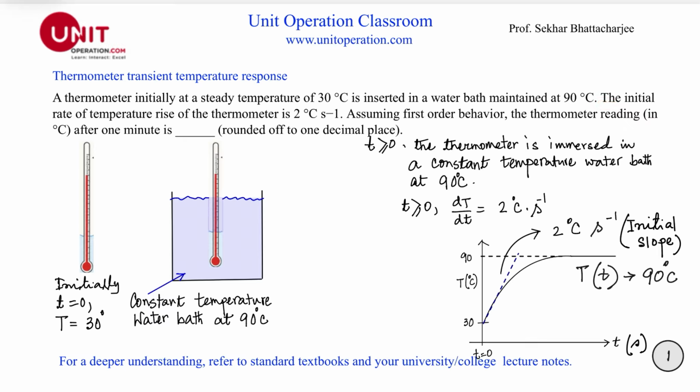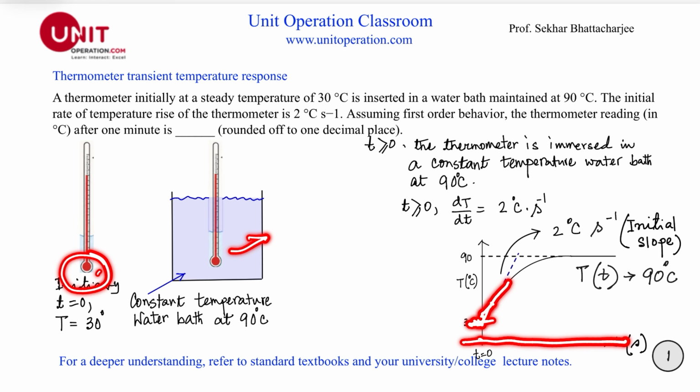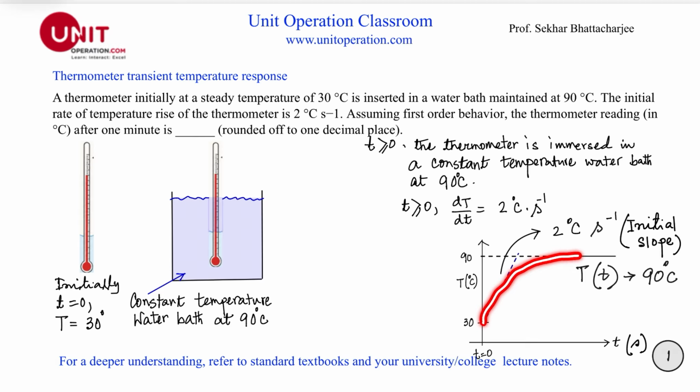The initial rate of temperature rise of the thermometer is 2 degrees Celsius per second. So if you see the response of this thermometer, initially it is at 30 degrees Celsius. When it is immersed in this constant 90 degrees Celsius bath, its temperature will start rising. Initially the driving force is very high. Slowly the temperature of the bulb increases, so the driving force decreases, and the temperature will asymptotically reach the bath temperature of 90 degrees Celsius.